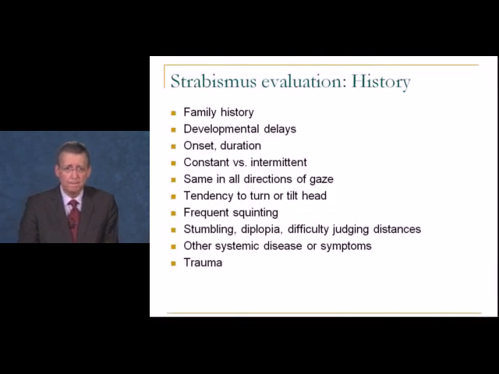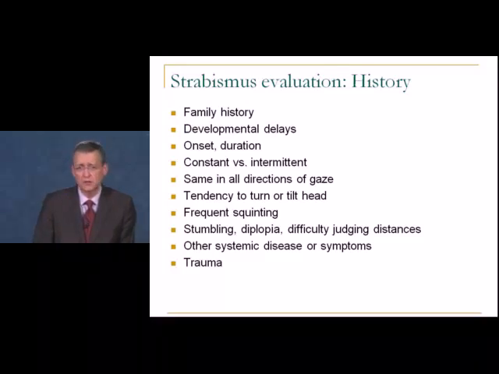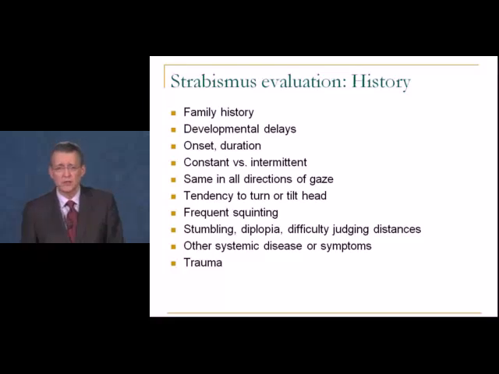So, how do you evaluate a child who has strabismus? Well, we certainly want the family history, as we've discussed. Developmental delays are often associated with strabismus, so good to know about. The onset and duration: sudden onset strabismus, that's a bigger deal compared to the gradual onset. And the duration is also important when it comes to treatment. Constant versus intermittent, good to know.